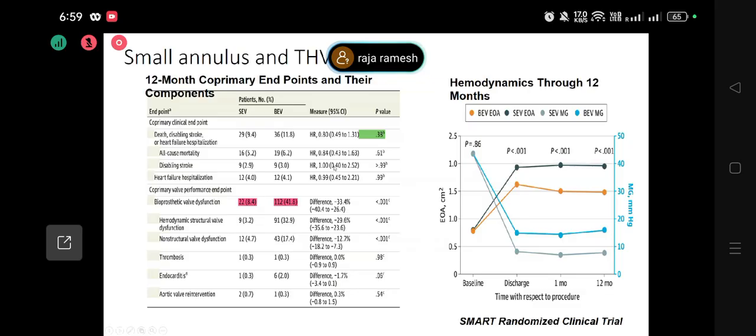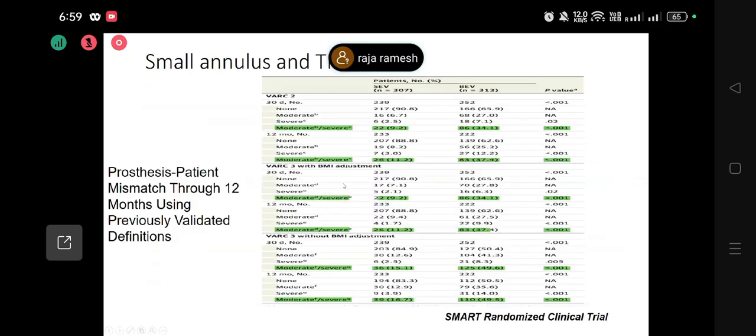So what we can conclude from this trial, in a small annulus, if you choose a self-expandable valve, we can get better hemodynamics, but the hard endpoints are not favoring any valve. So we will get better hemodynamics and a higher effective orifice area if you choose a self-expandable valve in a small annulus. For any degree of patient prosthesis mismatch, the self-expandable valve will do better than a balloon expandable valve in the small annulus.